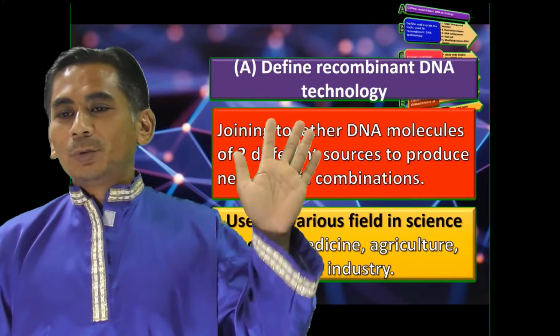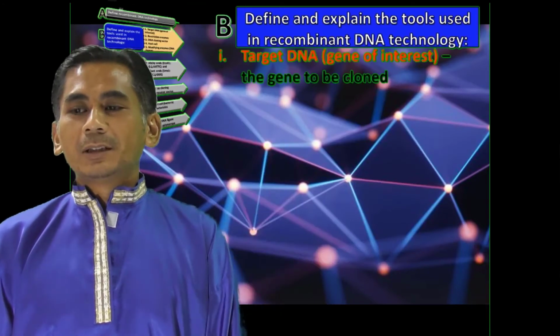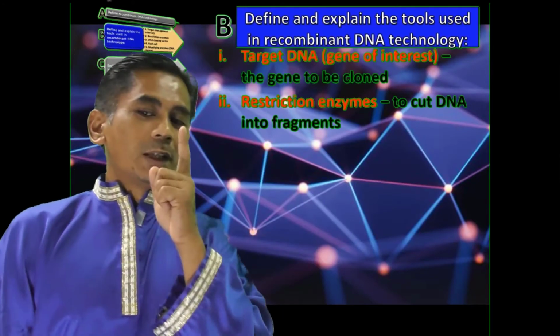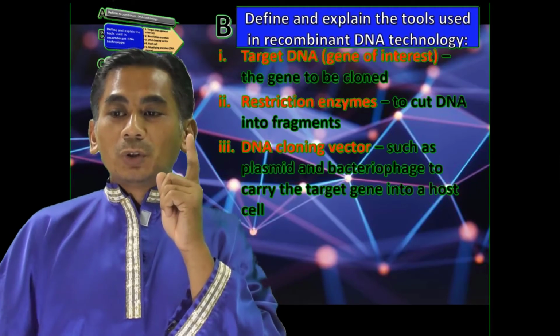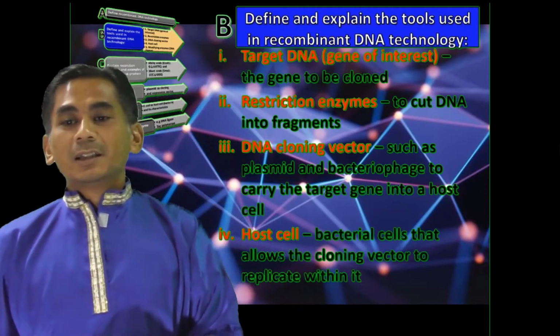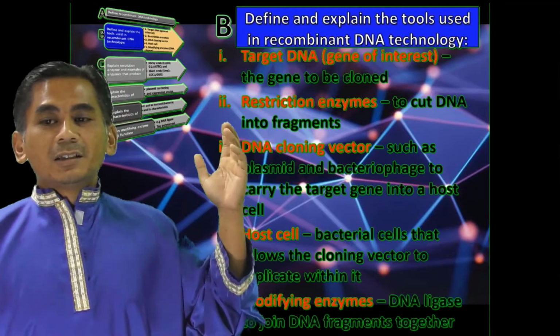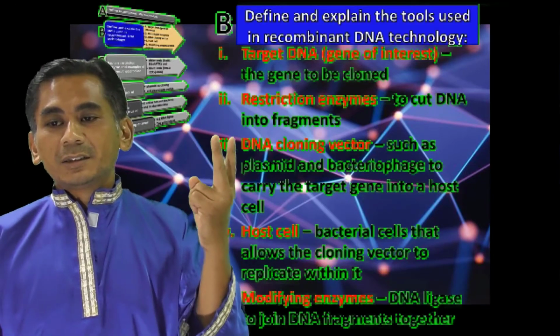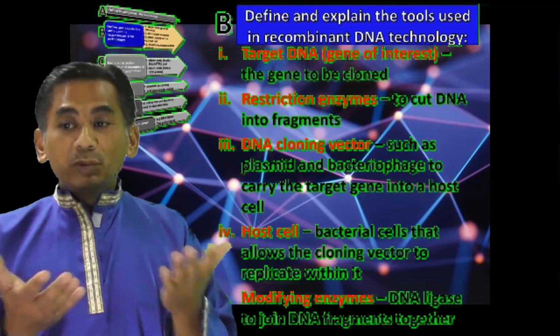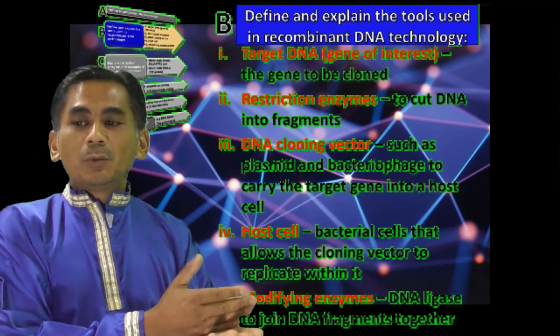There are 5 tools needed for recombinant DNA technology. The first one is target DNA, also known as a gene of interest. This is the gene selected to be cloned. And the second is restriction enzyme, which is used to cut DNA into fragments.